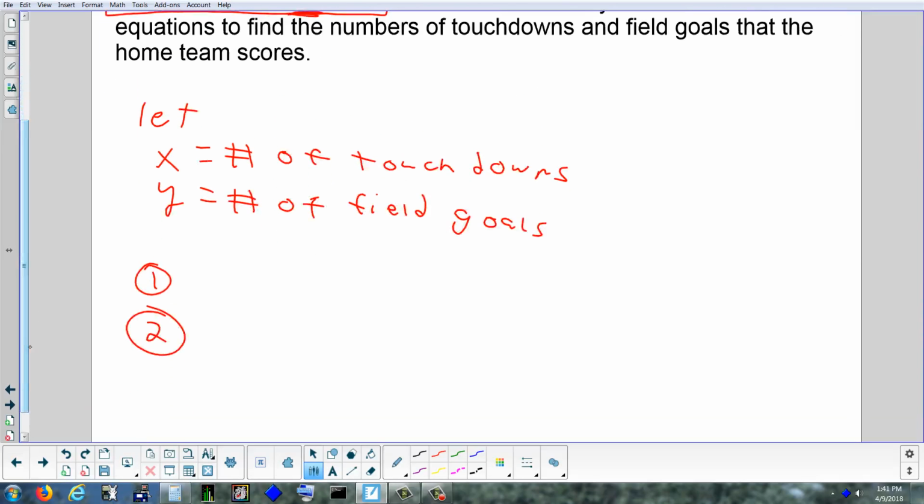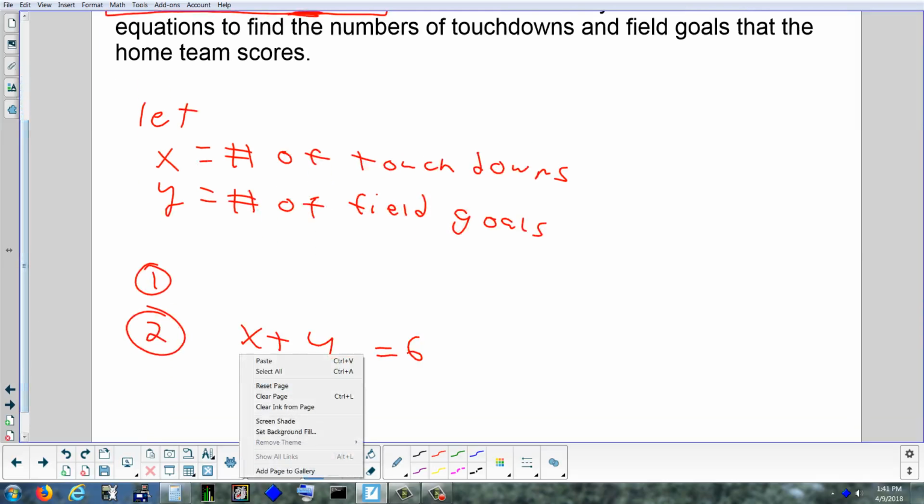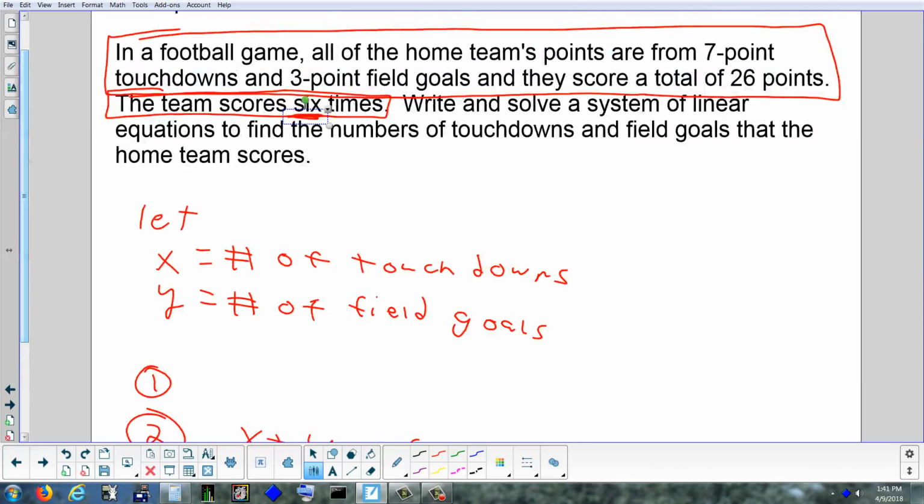Close. I like the X plus Y. Or equals 6? Very good. I just didn't know. What is X? Number of touchdowns. What's Y? Number of field goals. If you take all the touchdowns they scored and all the field goals they scored and add them up, the team scored 6 times. I'm not saying how many points they scored.